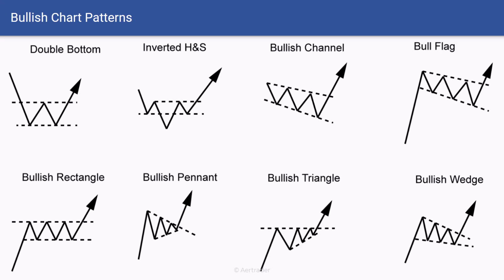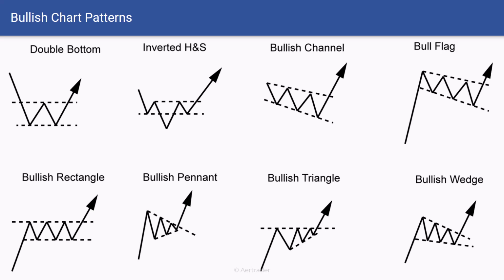The bullish triangle pattern is characterized by a flat resistance level and a rising support level. As the price approaches the resistance level, it may experience brief pullbacks, but should not break below the rising support line. When the price breaks through the resistance level, it is often seen as a bullish signal, with traders looking to enter long positions.